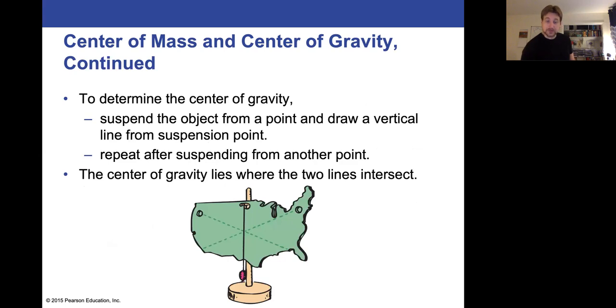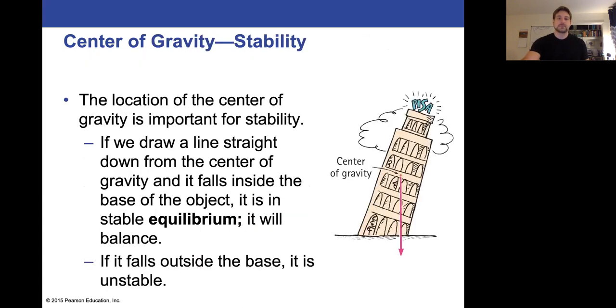To determine the center of gravity, suspend the object from a point and draw a vertical line. This has implications for the stability of an equilibrium. We've got the Leaning Tower of Pisa. It's a sort of go-to example. Galileo was there doing his air resistance thing.